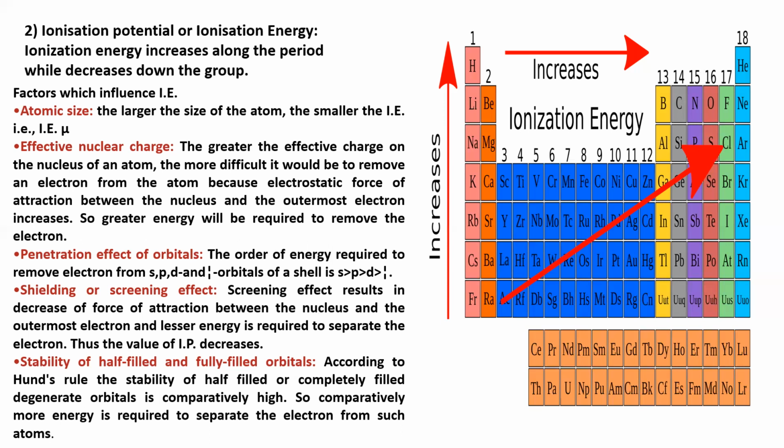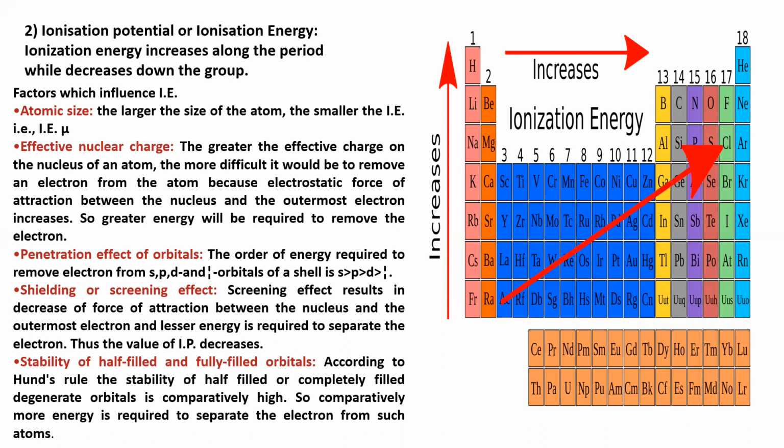As we go down the group, from top to bottom, the size of the atom increases. As the size of the atom increases, the outermost shell electron, that is the valence electron, is far from the nucleus. So it is very easy to remove that electron by giving a small amount of energy. That's why ionization energy decreases down the group while ionization energy increases along the period.